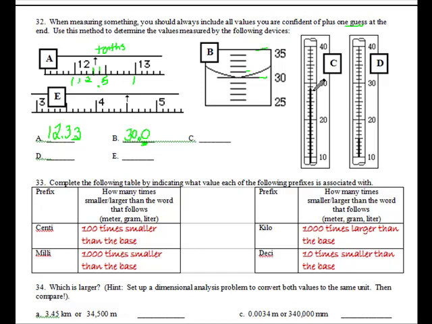So this little line here is 28. This line is 29. So we're all confident, hopefully, that it's at least 28. And then it looks to me like it's about halfway between 28 and 29. So I'm going to put 0.5 to indicate it's halfway.